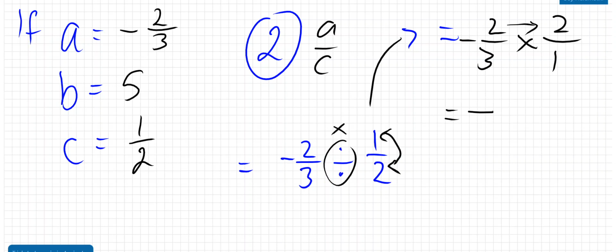And now just multiply your numerators. So 2 times 2 is 4 over 3 times 1 is 3. And we end up with a negative 4 over 3. You can turn it into a mixed fraction, so it's a negative still. 3 into 4 goes once, remainder 1 over 3. Remember, when doing this, the denominator never changes. 3 is still 3 there. Thank you.